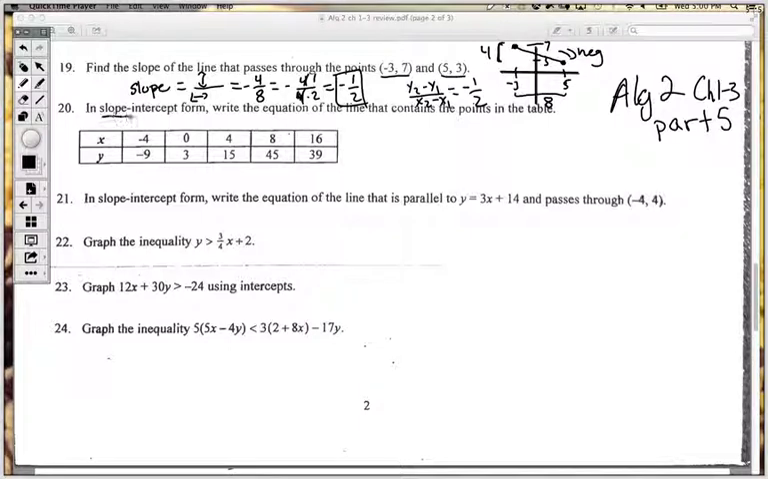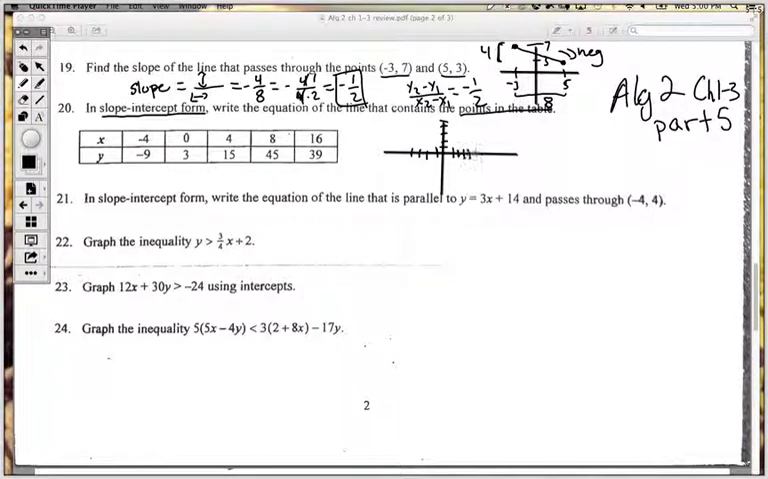All right, now we got something going on. In slope-intercept form, write the equation of the line that contains the points of the table. Well, I would love to do slope-intercept form, but I love graphing, so I'm going to go ahead and draw myself a little graph here. And let's practice this. We got -4, -9, so that's like way out here. I'm just going to do the numbers in the middle here. 1, 2, 3, 4.